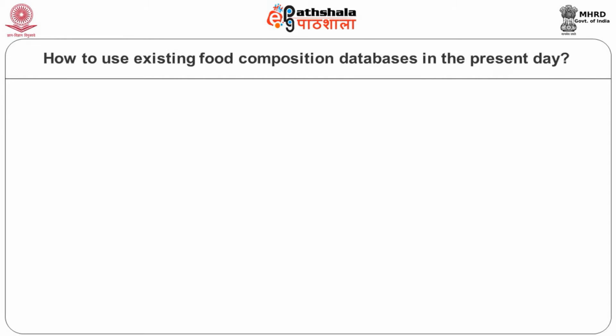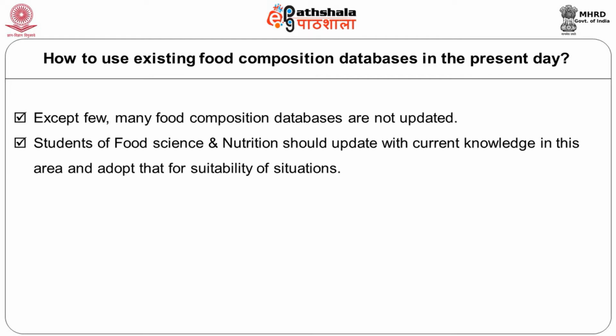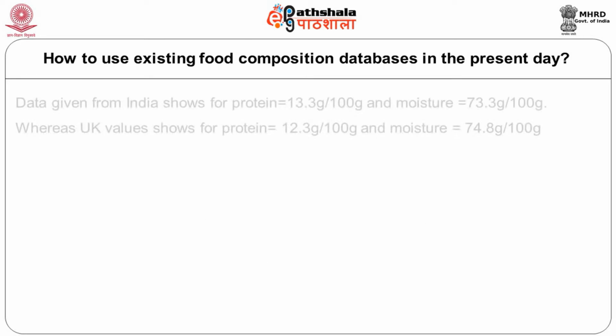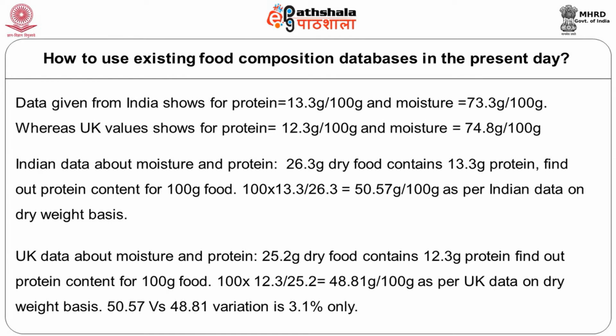How to use the existing food composition databases in the present day? As a student, how will you read this book? For example, you could read the various nations' data, compile that and put the values together. Here I am mentioning the egg of hen, where the moisture, energy, protein, fat, carbohydrate, calcium, iron values were given for various countries like India, US, Sweden, Japan, Malaysia, Africa, Australia, UK. The values appear to be different, but when you really compare the protein values, there is a variation. If you want to compare, we have to express the data on dry weight basis. This is how you should learn how to read the food composition database.